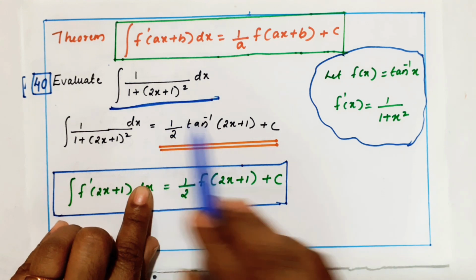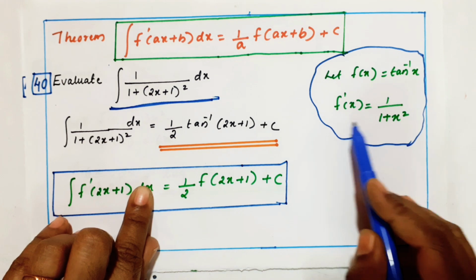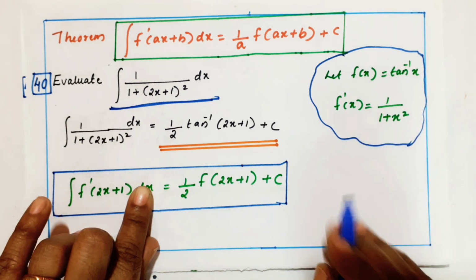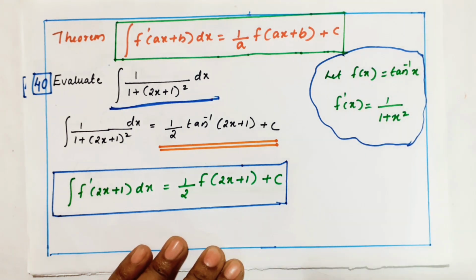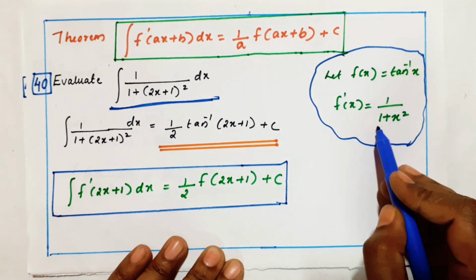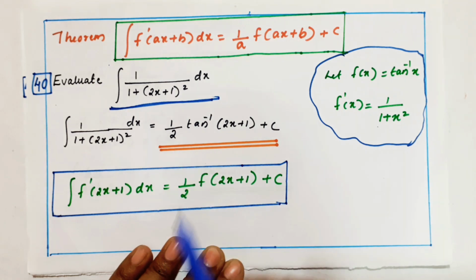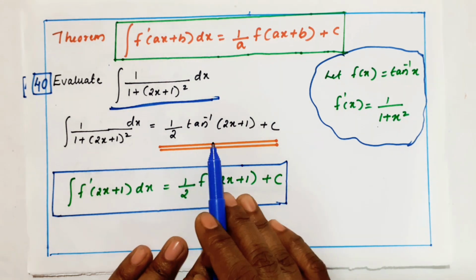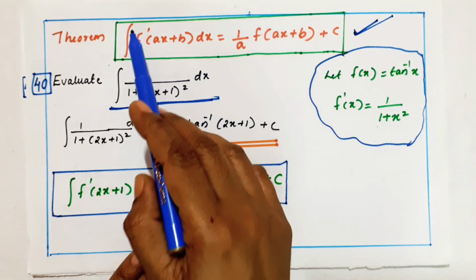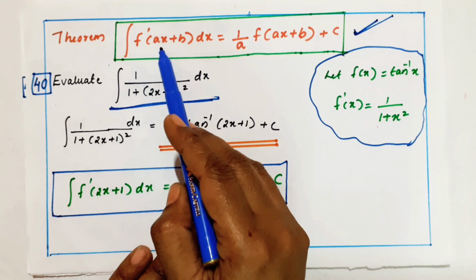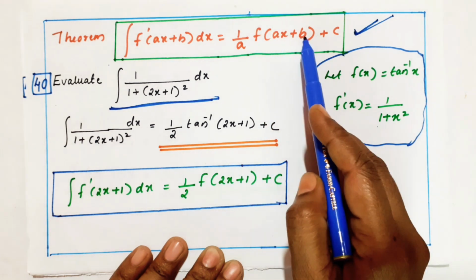Shortcut in the sense, you know, if f(x) equals tan⁻¹ x, f dash x we can write as 1 by 1 plus x², right? If f(x) is tan⁻¹ x, what will be f dash x? The first derivative is 1 by 1 plus x². So if you check it here, in this question, it comes in the same form. So you can write directly the answer by using this theorem. The theorem is integral of f dash (ax + b) dx is 1 by a f(ax + b) plus c.